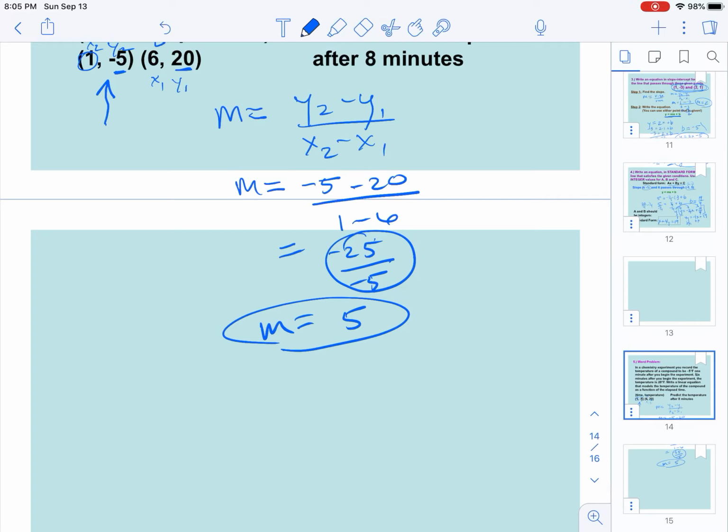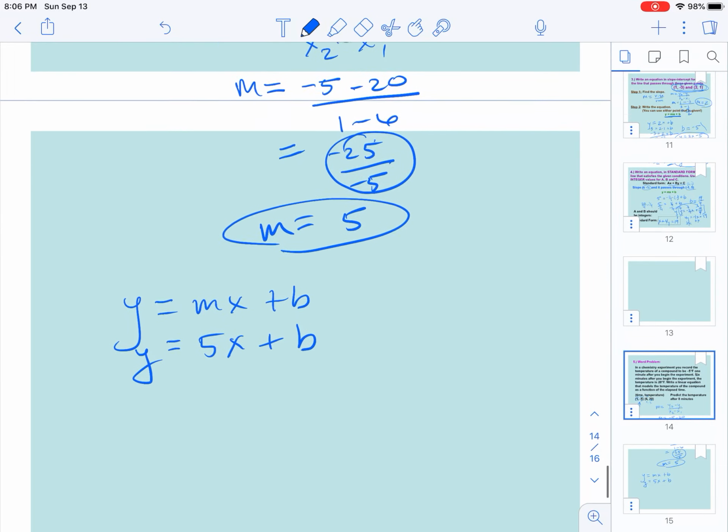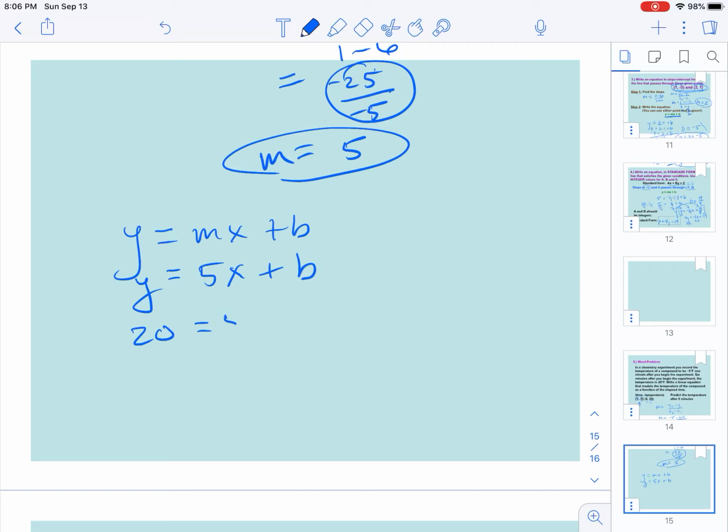Now, what I want to do is put it in a form that is easy. And I always go back to this. What I know is that my slope is 5, but I don't know what the y-intercept is. So let's plug in either of these points, either the 1, -5 or 6, 20. Let's try the 6, 20 in here. And so I know that the y value is 20 equals 5 times 6 plus b.